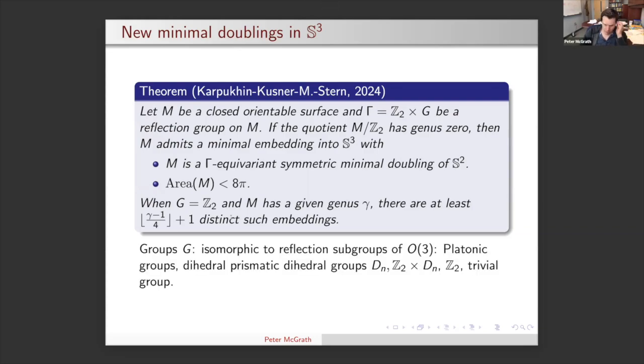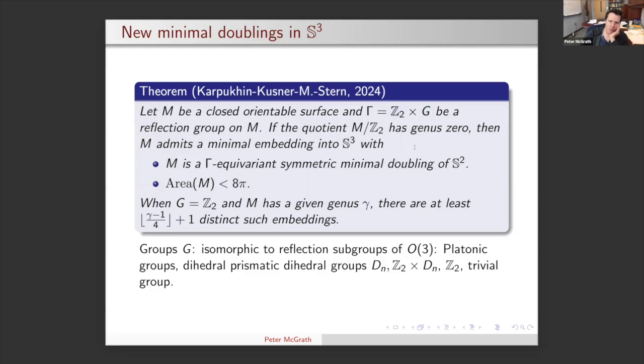I'd like to comment briefly on this slide about which groups G are amenable in this construction to be reflection groups. It's actually very easy to classify what reflection group means in this context. The groups G in that example are exactly the reflection subgroups of O(3), which are completely classified. Obviously, these are the symmetry groups of the Platonic solids, the dihedral groups, and the dihedral groups with the extra Z2 factor, Z2 itself, and then the trivial group.